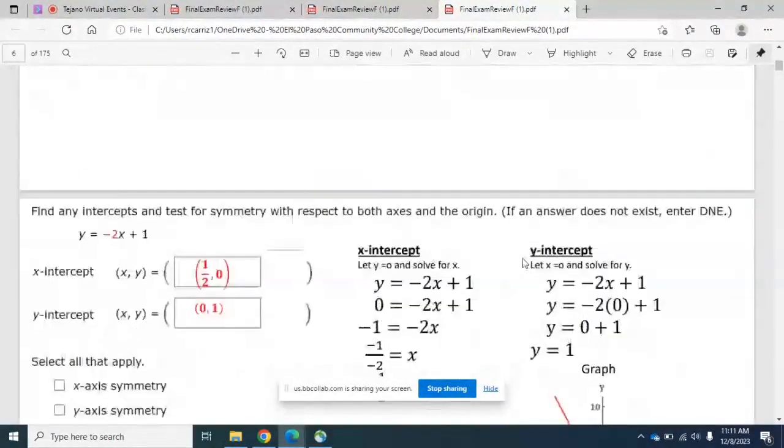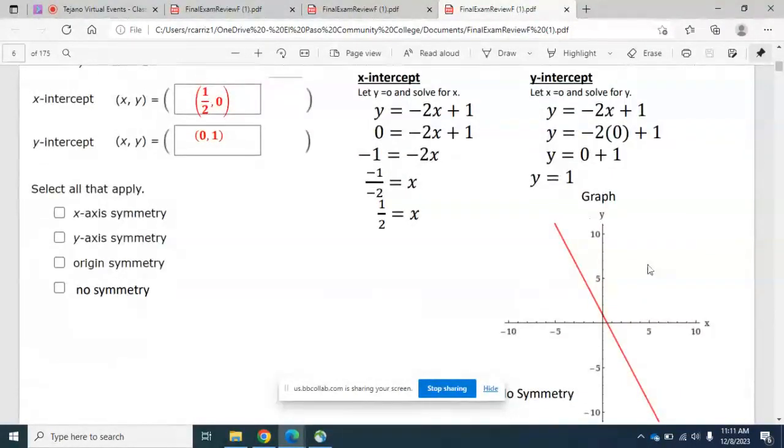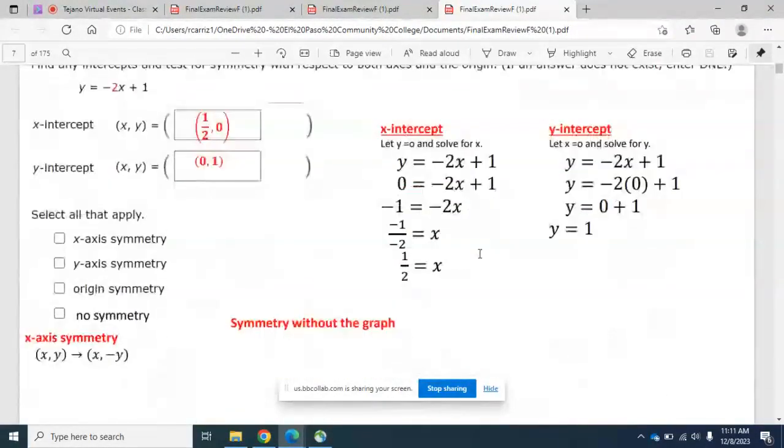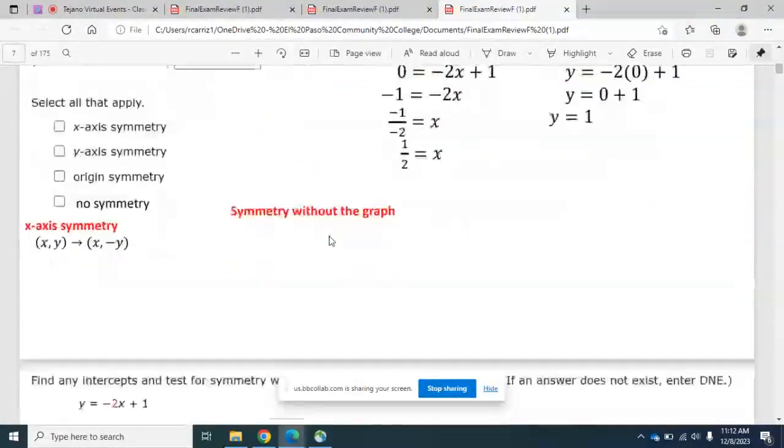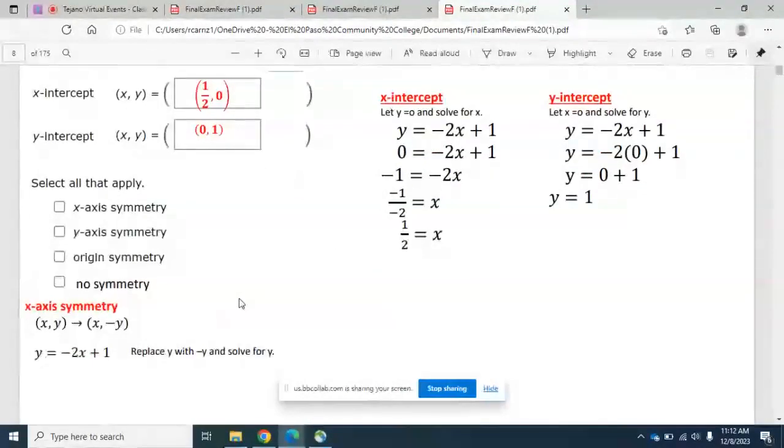for symmetry. And the way we do that, first we have this graph, right? We have a line, but we have some rules to check for symmetry if we didn't have a graph. So for us to check if it has x-axis symmetry, if we change the sign of the y, and it would still give us the same equation, then it has x-axis symmetry. So let's go ahead and check for x-axis symmetry. The way we would do this is, again, we would change the y value. We replace the y with a negative y, and we would solve for y.